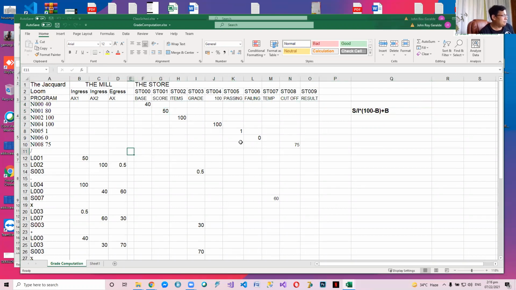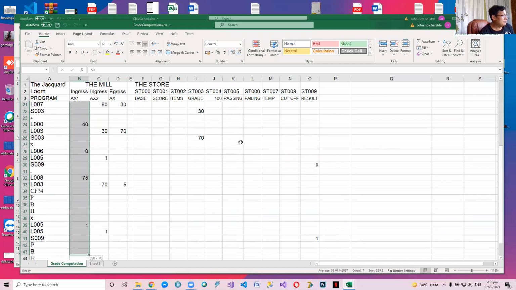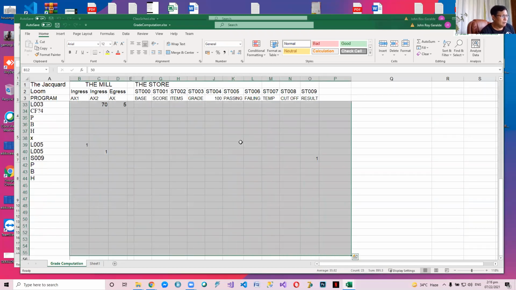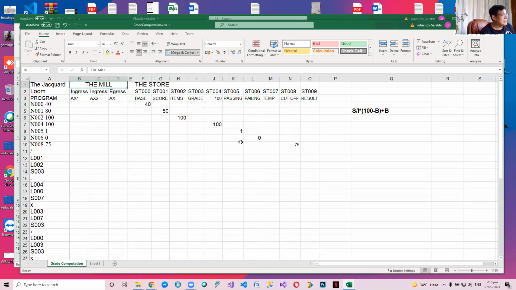Let me erase everything first. Okay. First, let's have a passing example. ST00 will store our base. So we have N00. We are usually base 40. N00 will store our base, N01 is our score, and N02 is our items. Can you see my worksheet? Okay, I hope you can all see my worksheet. Yes po, sir, makita po. And the grade we will store here.